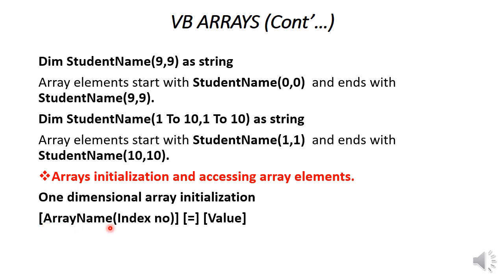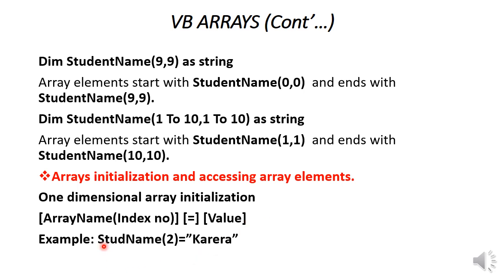We use the array name. Here we use a pair of parentheses, and inside the pair of parentheses, we put the index number of the last array memory location. Here we use the assignment operator, and here we put the value. So if this value is an integer, single, or float, you don't embed it within double quotes. But if the value is a character or a set of characters, it must be enclosed within double quotes.